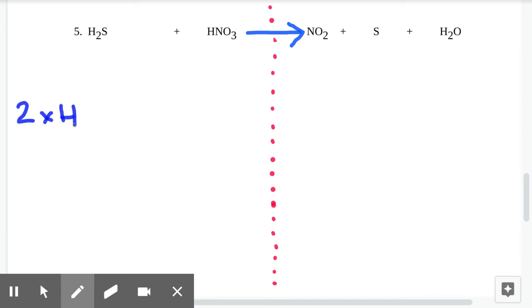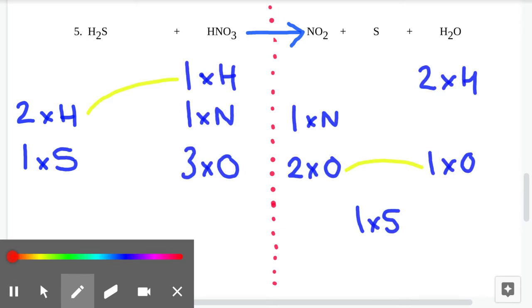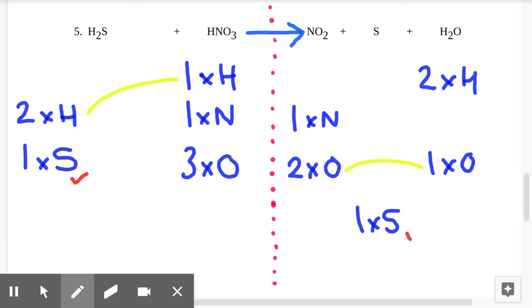So we've got two hydrogens on this side with hydrogen sulfide and one sulfur. And we'll just quickly finish off the rest. And there we go. And what we can see is very quickly that we've got one sulfur on both sides. We've got one nitrogen on both sides. We've got three oxygens on both sides, because remember we've got oxygen in two locations on the right-hand side, but added together, that gives us three.